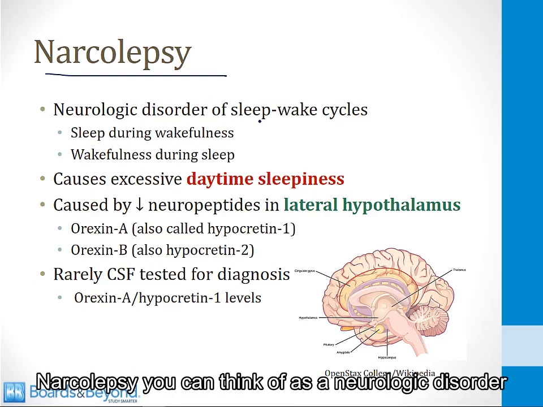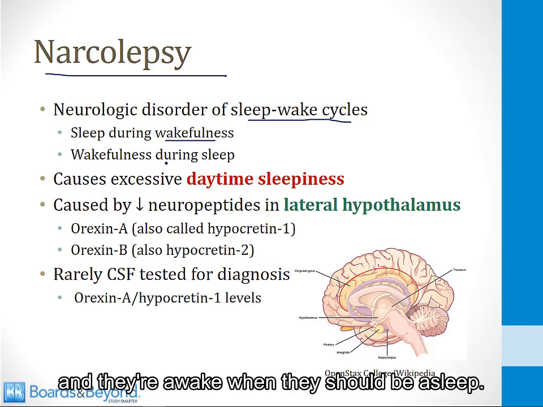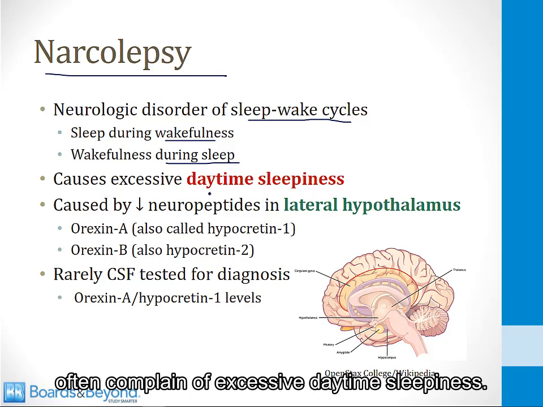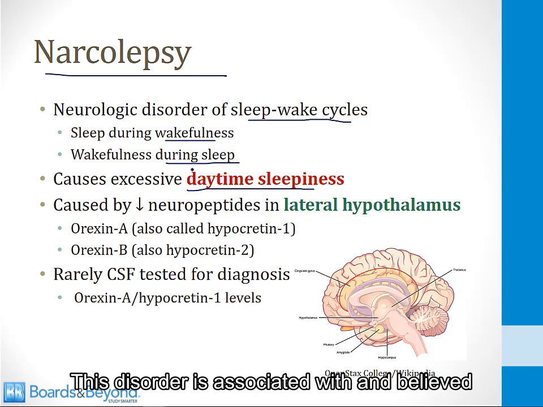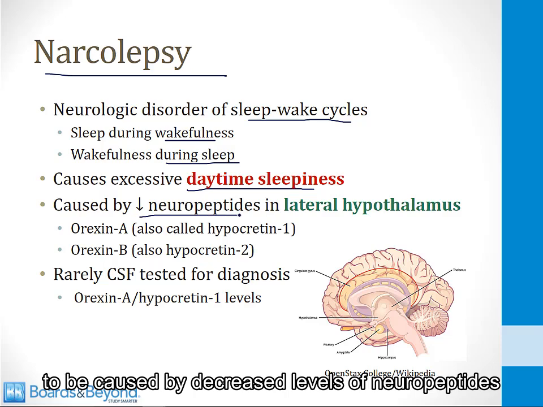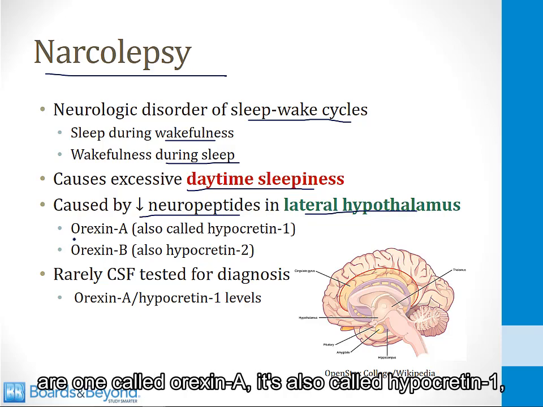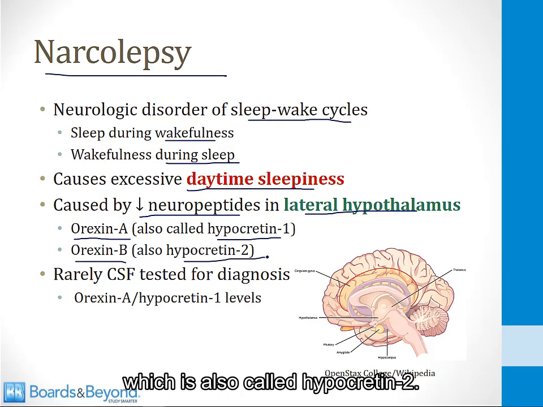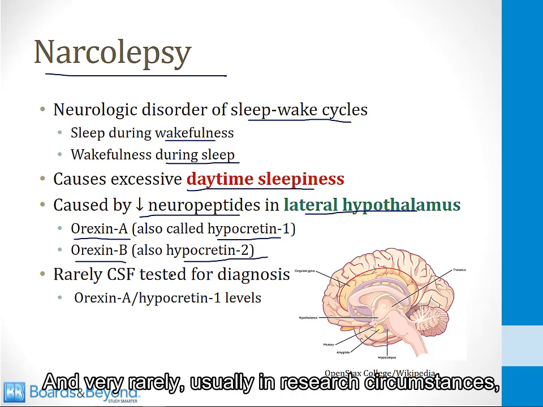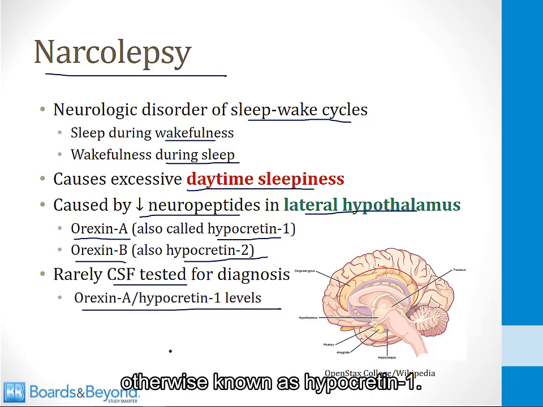For the rest of this video, we'll talk about narcolepsy, which is the classic sleep disorder. Narcolepsy you can think of as a neurologic disorder that involves abnormal sleep-wake cycles. Patients sleep during wakefulness and they're awake when they should be asleep. Patients who have this disorder often complain of excessive daytime sleepiness, and we'll talk more about that later. This disorder is associated with and believed to be caused by decreased levels of neuropeptides coming from the lateral hypothalamus. The two neuropeptides that have been implicated are one called orexin A, it's also called hypocretin 1, and another one called orexin B, which is also called hypocretin 2. And very rarely, usually in research circumstances, the cerebrospinal fluid can be tested to make a diagnosis of narcolepsy by identifying the level of orexin A, otherwise known as hypocretin 1.